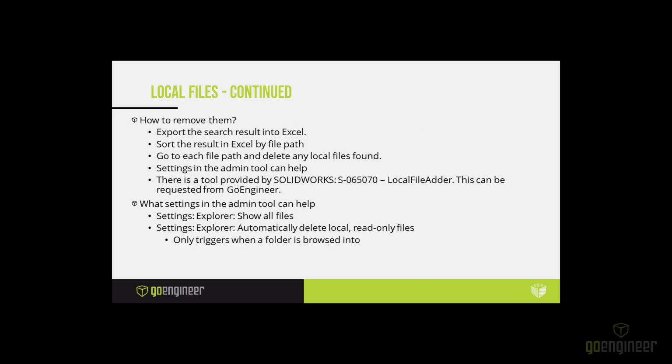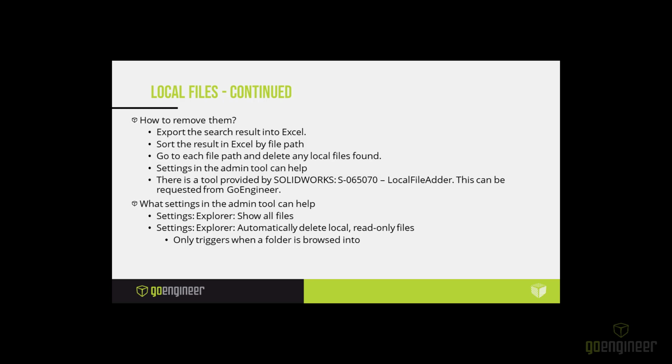So how can you remove those local files? In the previous slide, we did a search to find them. Now that we have that search result, export that into Excel. In Excel, you can sort the result by file path, go to each file path, and delete any local files found. You can also make some settings in the admin tool that can help, and we'll go into that a little bit later.